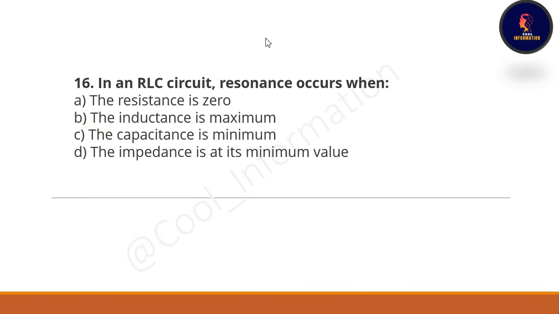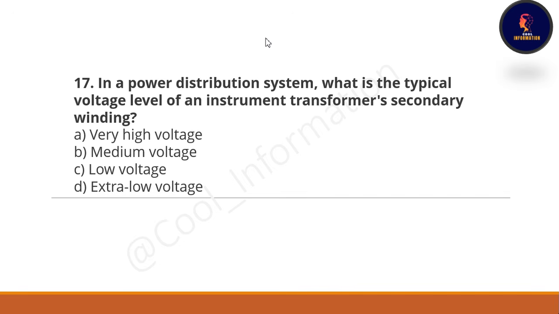Next question. In an RLC circuit, resonance occurs when the resistance is zero, the inductance is maximum, the capacitance is minimum, or the impedance is at its minimum value. The correct option is the last option: the impedance is at its minimum value.